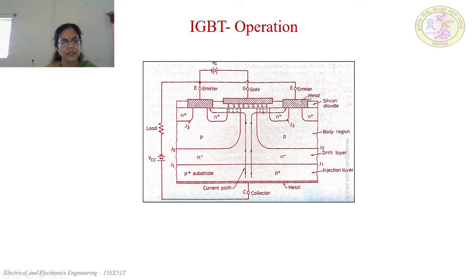Now, to turn on the device, the collector is connected to the positive of the supply and the negative of the supply is connected to the emitter. But the device will not go to the on state, because you can see here there are two junctions, J1 and J2. Junction J1 is forward biased, but junction J2 is reverse biased. This junction J2 prevents the flow from collector to emitter.